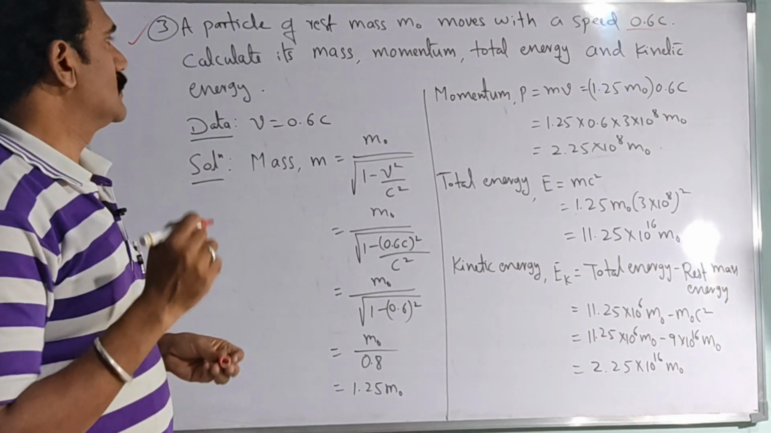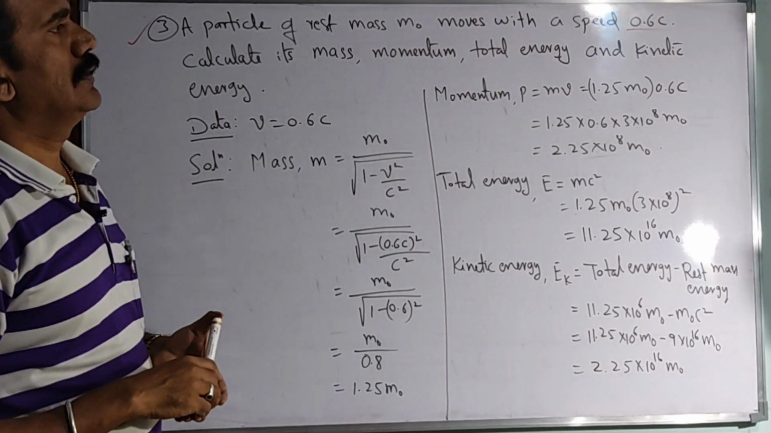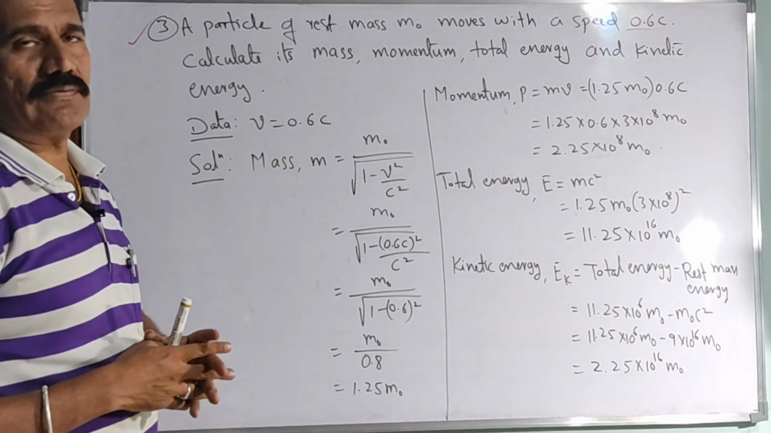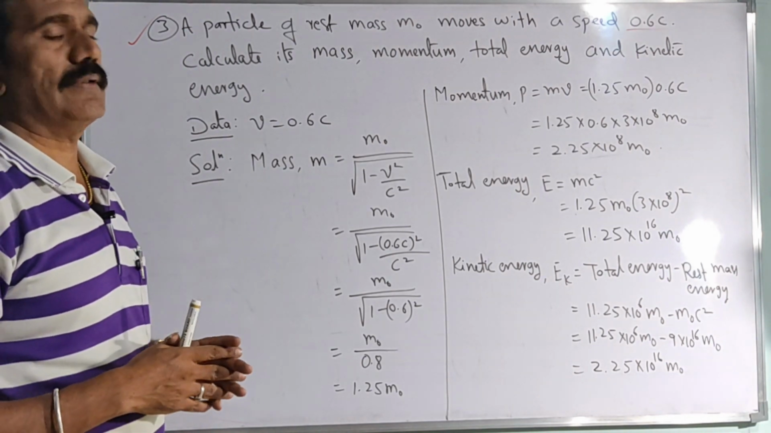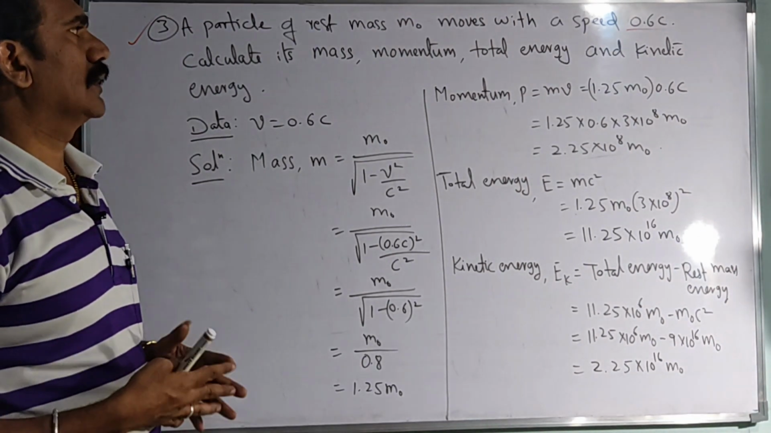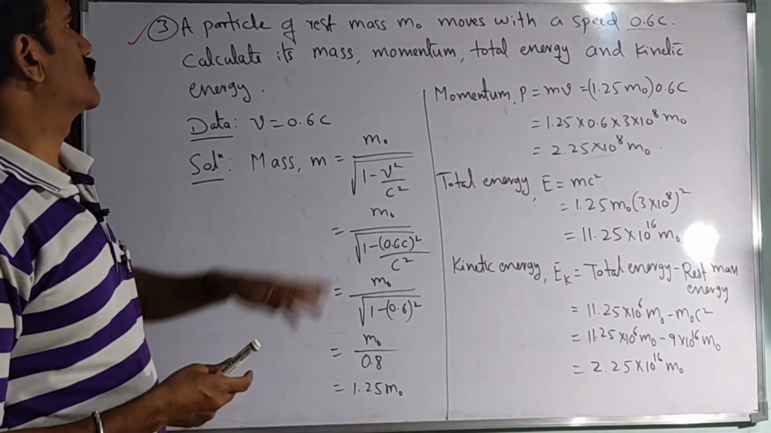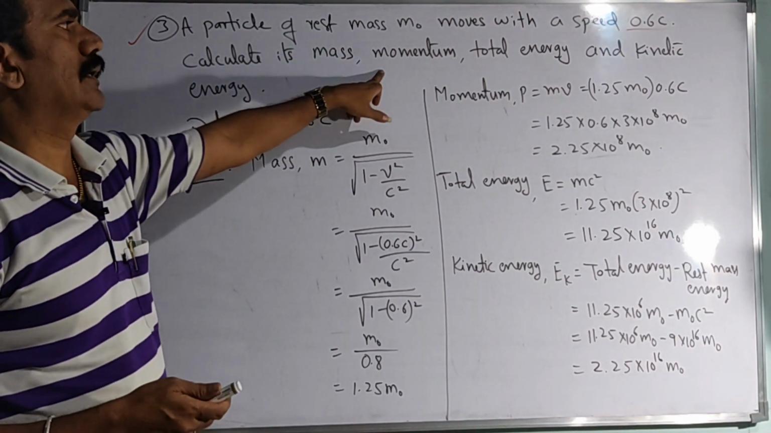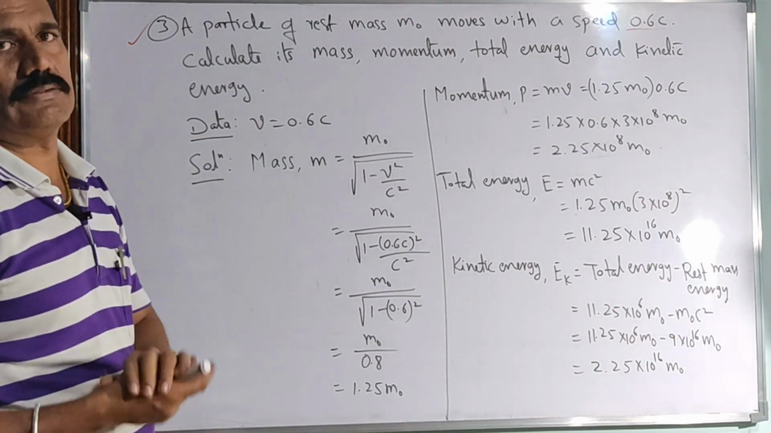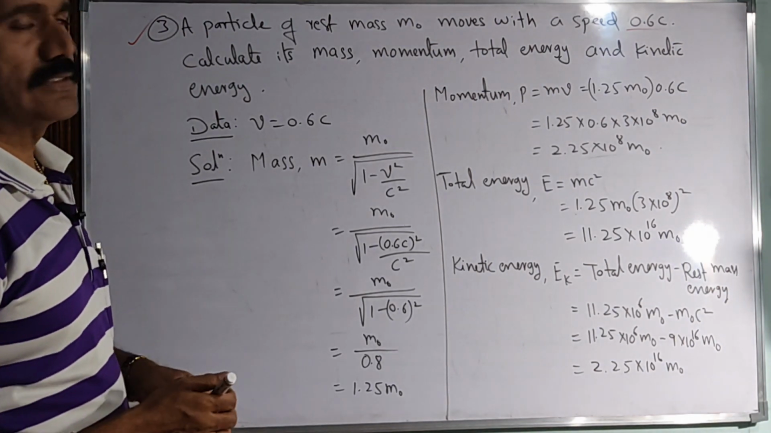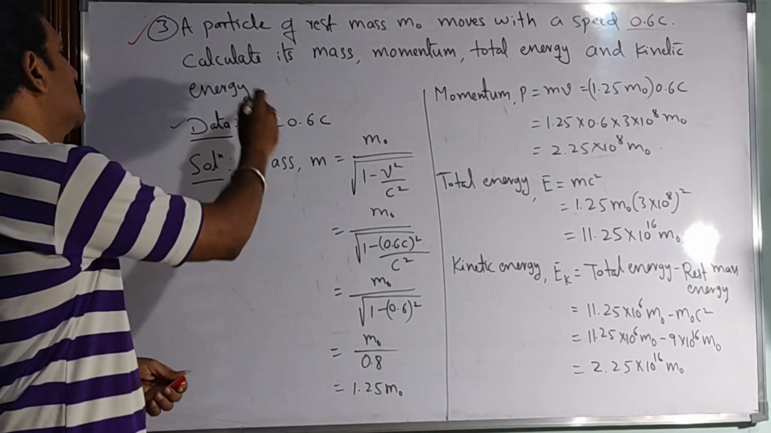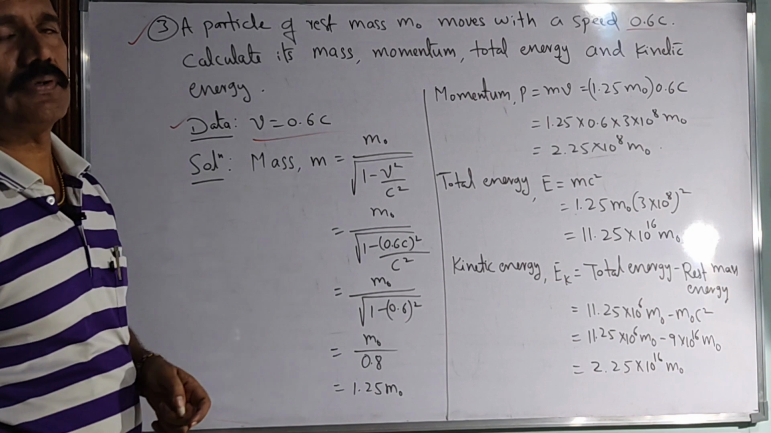So there is a particle moving with the velocity nearly 0.6 times of velocity of light. Then what are the physical parameters to be calculated here? Mass, momentum, total energy and even kinetic energy also. Okay, so very simple problem. So first write down the given data, v equal to 0.6 times of c.